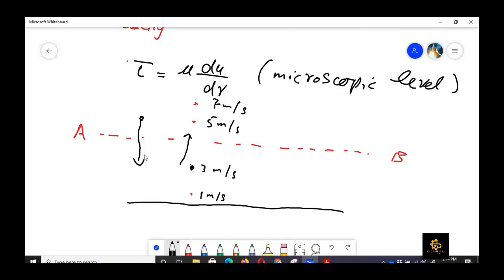So in this way, when we say that there is some kind of resistance between the layers, the shear stress, that resistance comes due to this translation of these particles along a streamline. So it is kind of giving that acceleration and deceleration of particles due to their oscillation. So this is on the microscopic level.